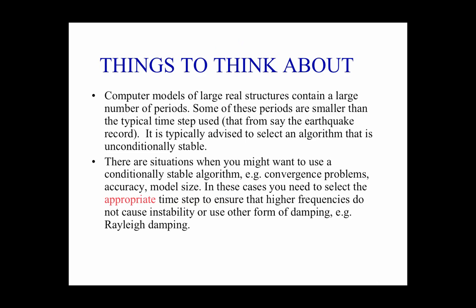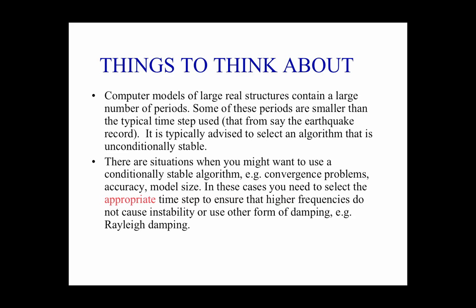Now typically when you pick your delta T for your analysis, most people just use the delta T that's coming from the earthquake. They're going to use that same delta T when they do their analysis. You might want to start thinking about what is the appropriate delta T, or what delta T I should use given my structure. You might not want to just pick delta T coming straight from the earthquake. Run a couple of things and just see what the impact is on the output. So as I say, large models contain a large number of periods. Typically, we select something that's unconditionally stable.